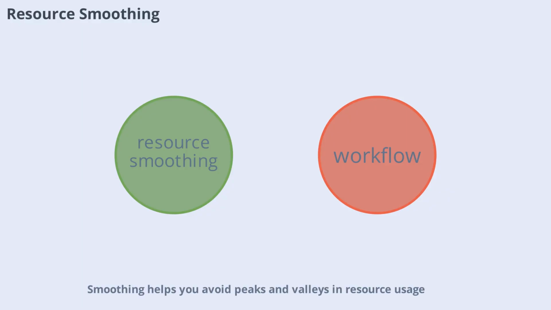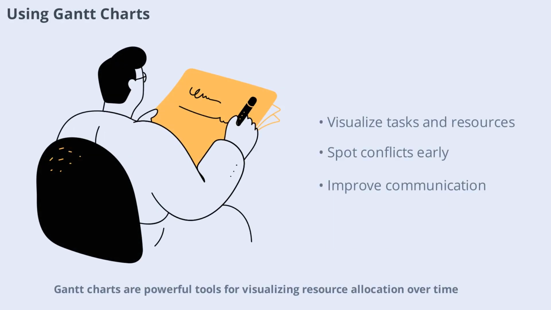Smoothing helps you avoid peaks and valleys in resource usage, leading to a more consistent workflow. Gantt charts are powerful tools for visualizing resource allocation over time. They help you see who is working on what, when, and for how long. By mapping out tasks and assignments, you can quickly identify potential conflicts or periods of underutilization. Gantt charts make it easier to communicate plans and keep everyone aligned.